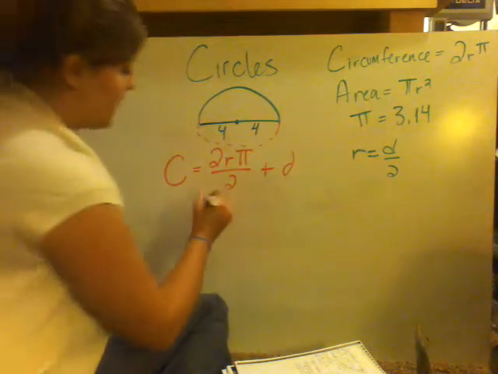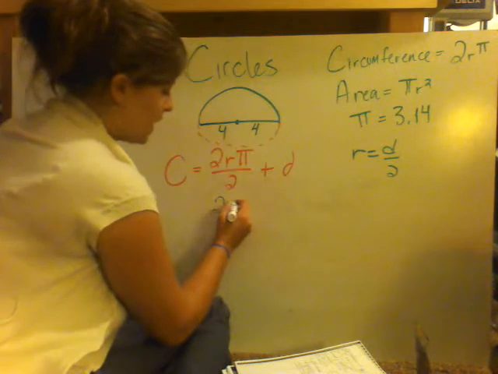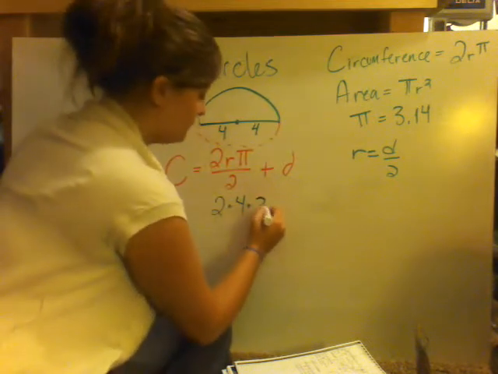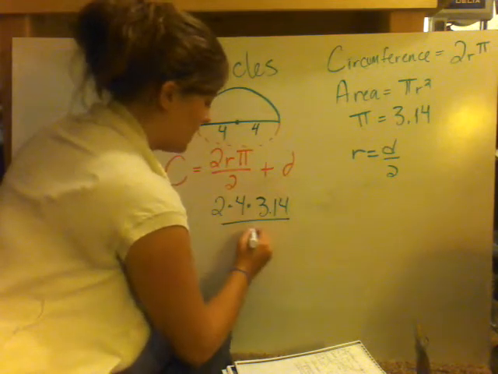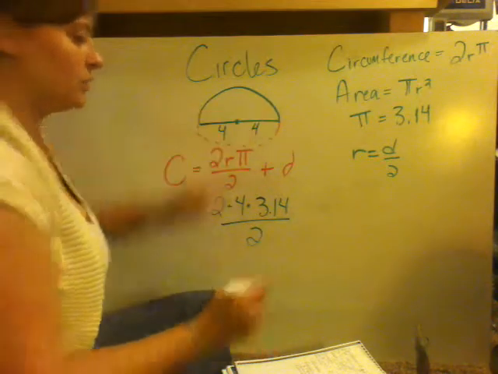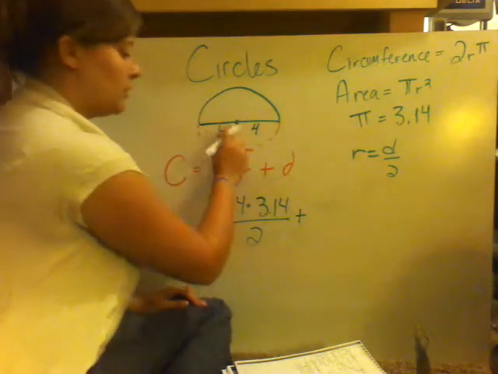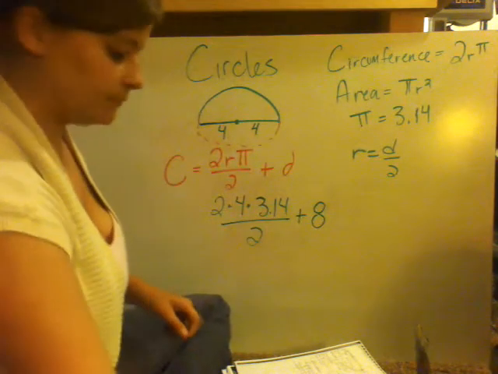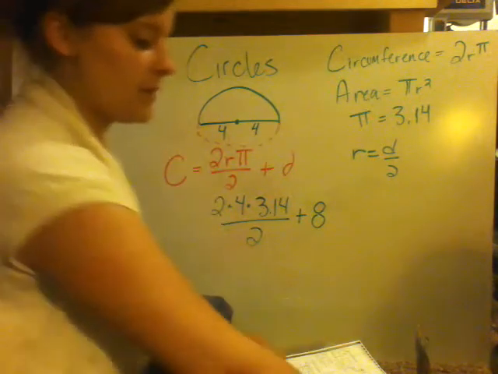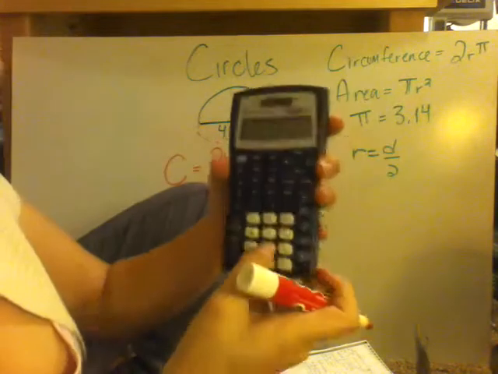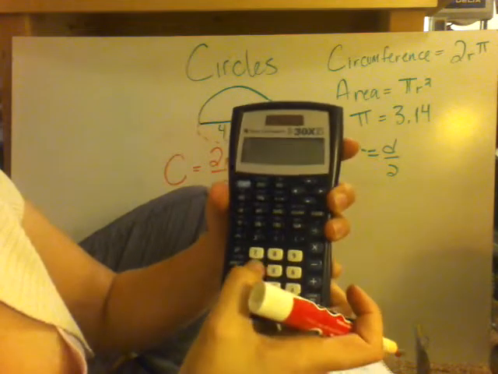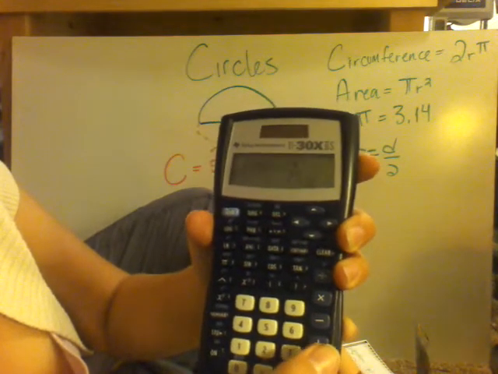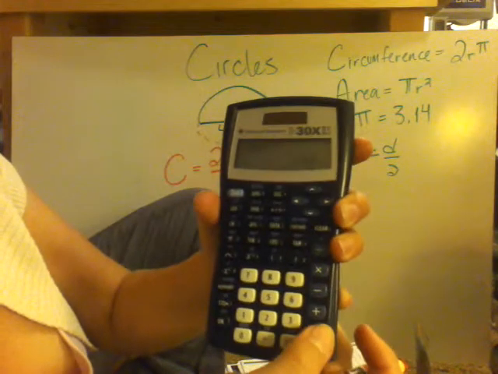Okay, so I'm going to have 2 times r, which is 4, times pi, which we already decided is 3.14, divided by 2, because it's just half the circle, plus my diameter, which is 4 plus 4. So I'm going to have a diameter of 8. So I'm just going to do my math. 2 times 4 times 3.14 is equal to 25.12. Now I'm going to divide that by 2, and I get 12.56.